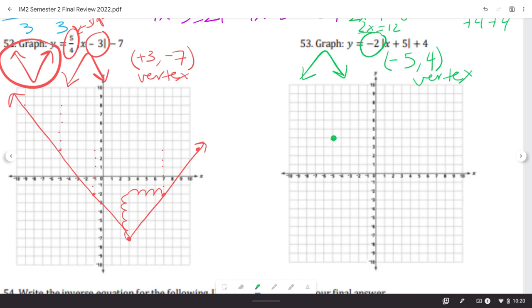And then my slope is negative 2. So I go down 2 over 1, down 2 over 1. I'm just going to keep going all the way across. But remember, it's not a line because it has those absolute value symbols. So you're going to do it to the right and you're going to do it to the left. And then you're going to draw your V. In this case, it's a mountain or upside down V.